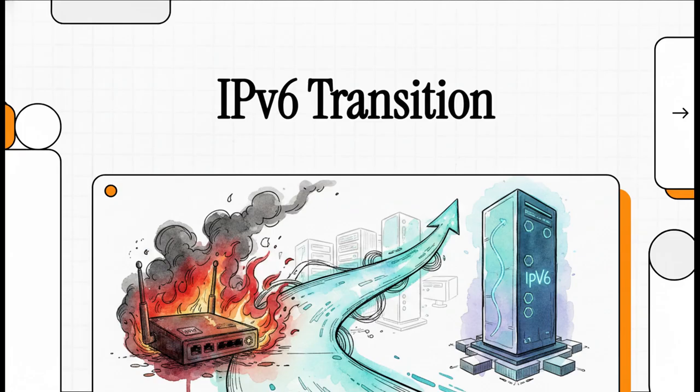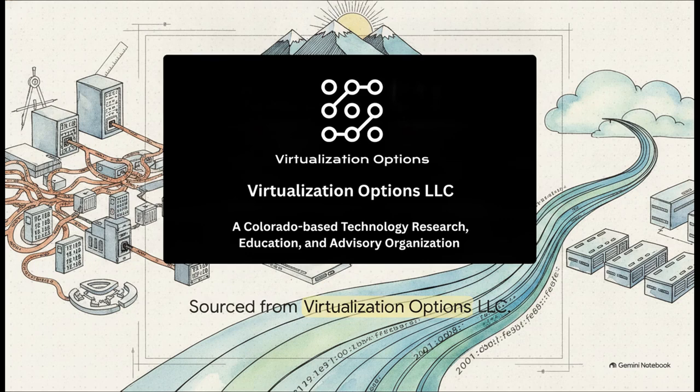Okay, let's dive right into this. Today, we are mapping out the journey from the burning platform of IPv4 to the promised land of a truly IPv6 native architecture. Everything we are unpacking today is drawn straight from Chapter 4 of the comprehensive guide provided by Virtualization Options, LLC. They're a Colorado-based technology research, education, and advisory organization. And this explainer is specifically designed to help organizations like yours migrate efficiently, securely, and hopefully without the usual headaches.